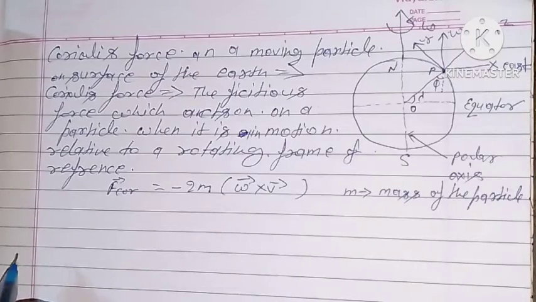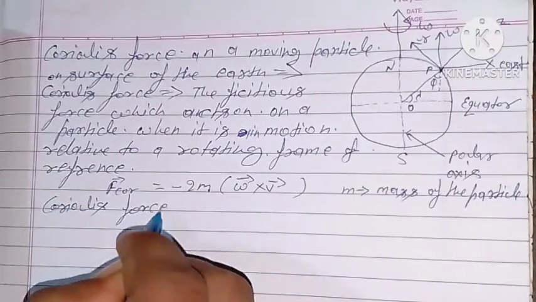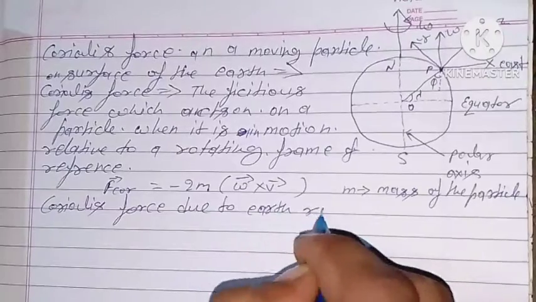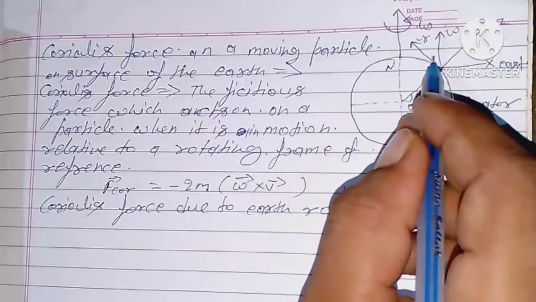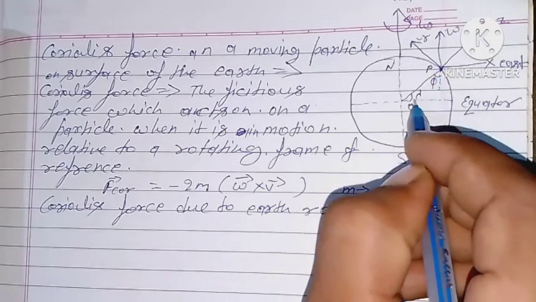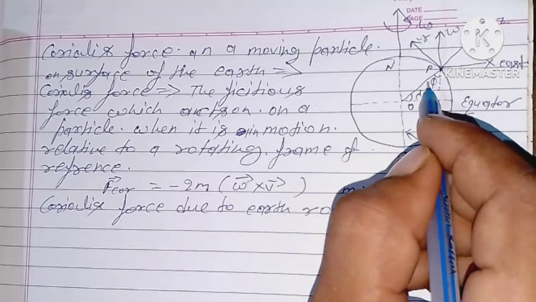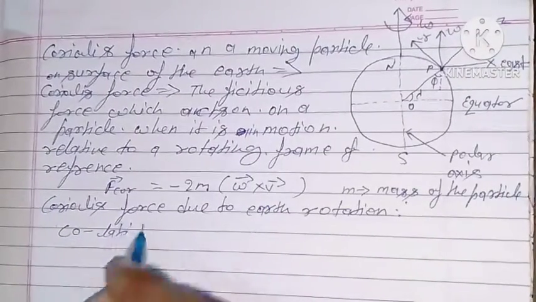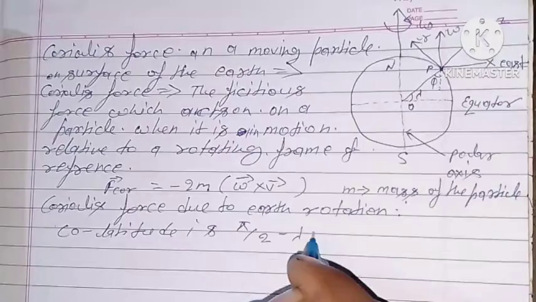Coriolis force due to earth rotation. Let P be a point on the surface of the earth at latitude lambda and colatitude phi. Colatitude is pi by 2 minus lambda.